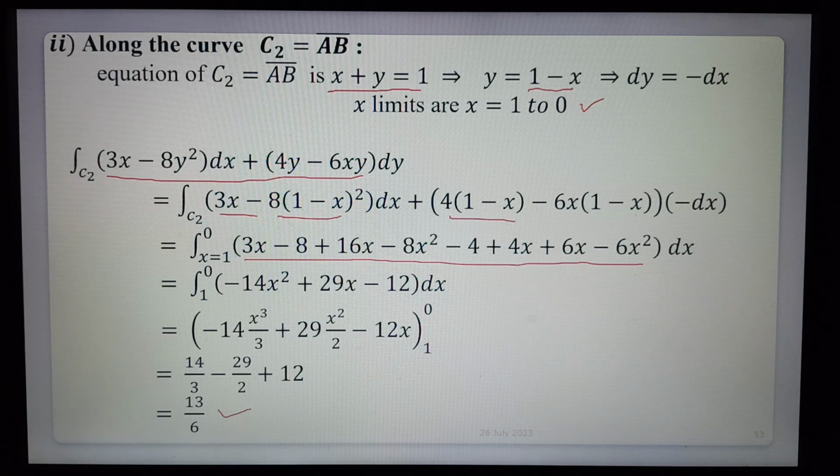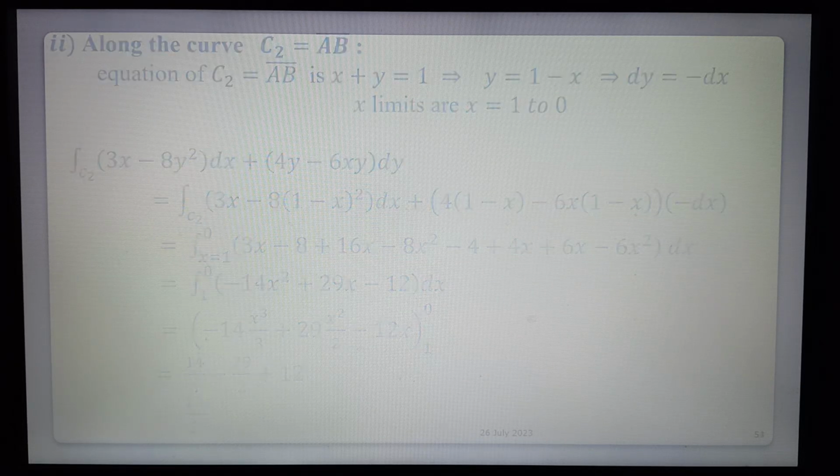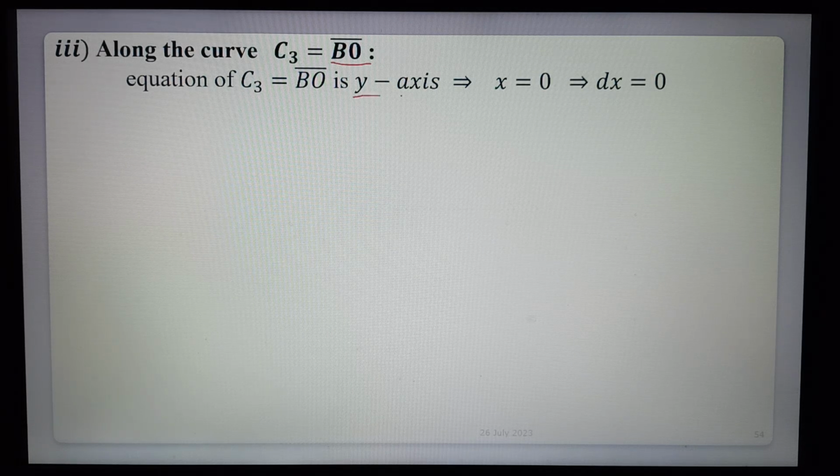So next, third line, along C3. So along C3, line BO. What is the line equation of BO? On the y-axis here, y-axis means x is equal to 0. The dx is also equal to 0, and x is eliminated. Choosing the y limits: B is 0 comma 1 to 0 comma 0. So y limits are 1 to 0.